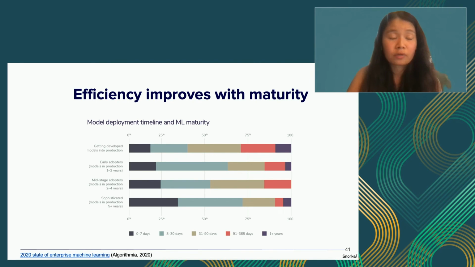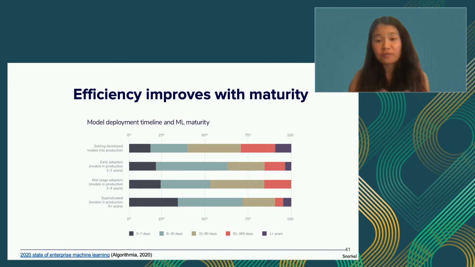Whereas for companies just getting started, 60% of them still take more than 30 days, at some point even almost a year, to deploy. So if you want to invest in AI, try to be patient and spend time to improve the pipeline. I do believe that machine learning can help a lot with a lot of problems, but it's not going to be magical.